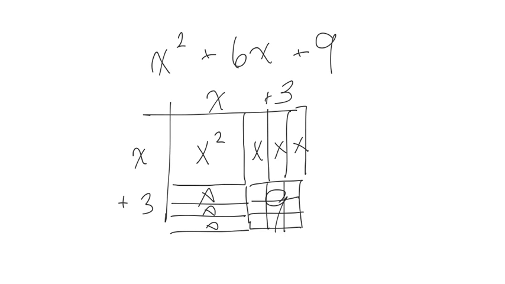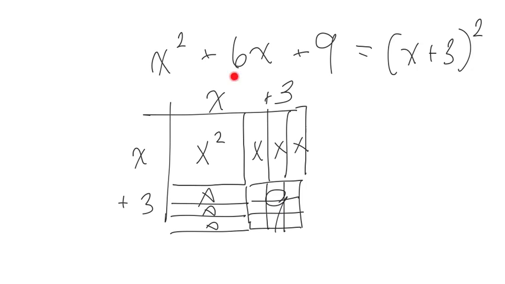So the reason why I use tiles here is that I wanted you to see that this is a square. Both of the sides of this figure have side length x plus 3. Since the two side lengths are the same, even though they have a variable, this is a square. And if I'm writing this in factored form, this can be written as x plus 3 squared.